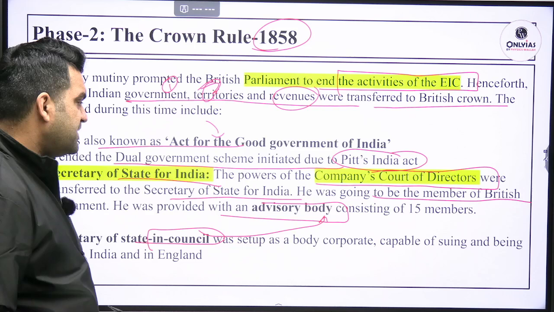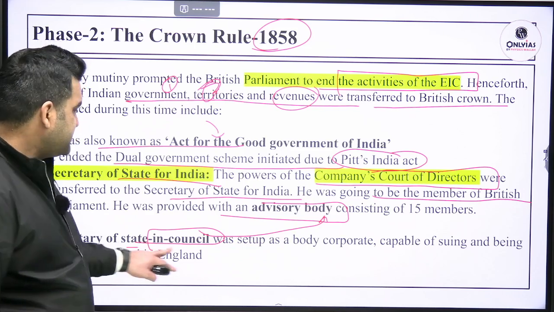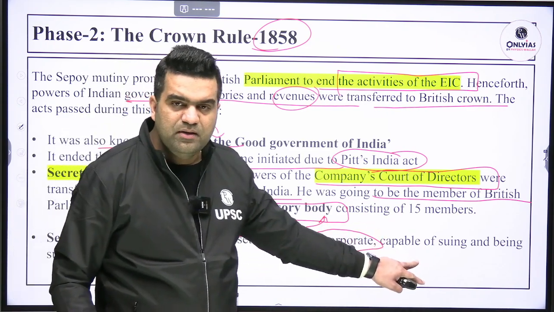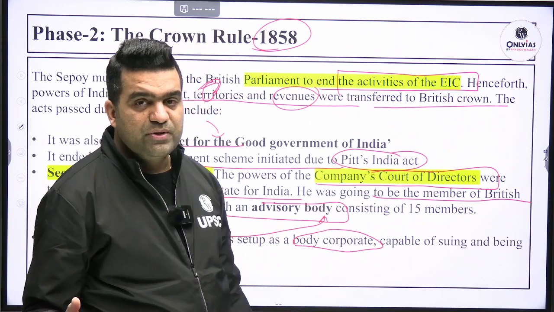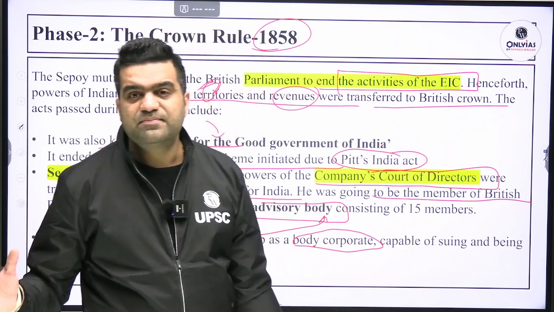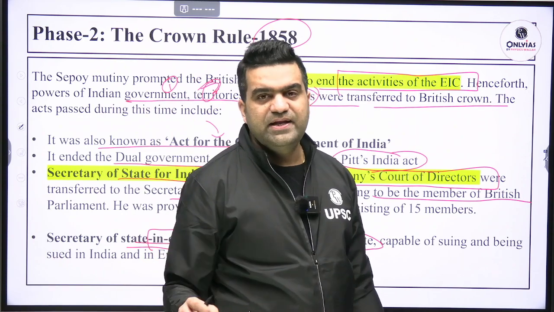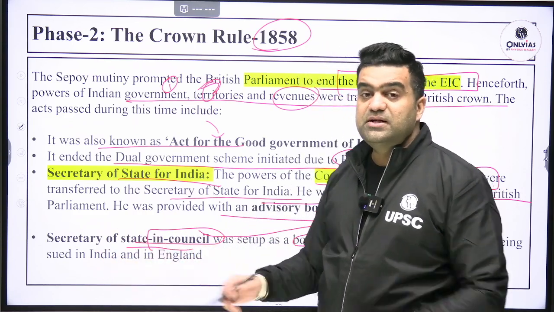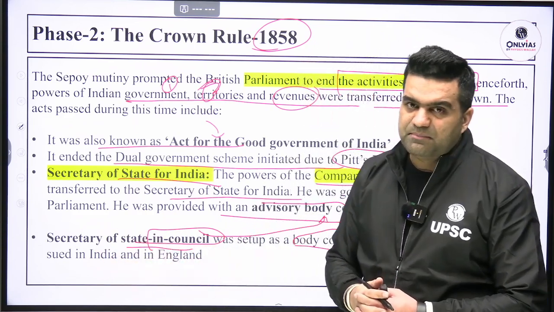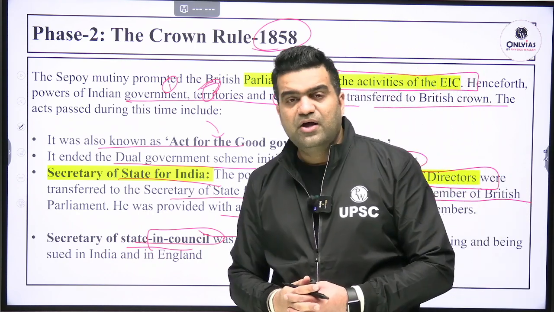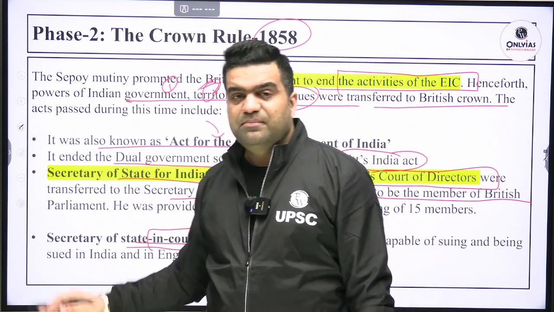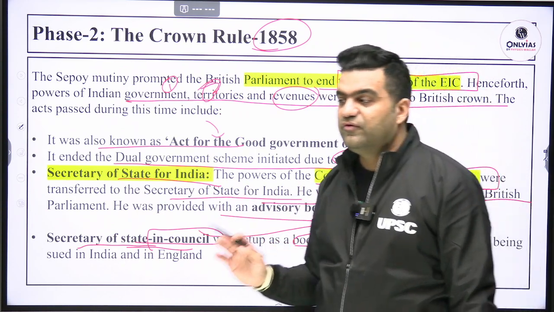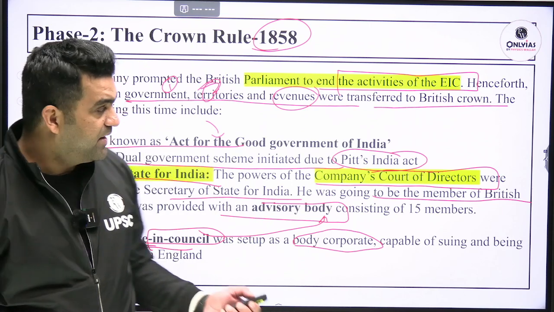Okay, it was set up as a body corporate. Secretary of State in Council was set up as a body corporate, like a company, capable of suing in its capacity as an individual and being sued for its mischiefs. If anything wrong happens in India under a particular Secretary of State and his council, the members of the council will not be sued, but the institution, as a body corporate, can be dragged to the court of law in Britain.